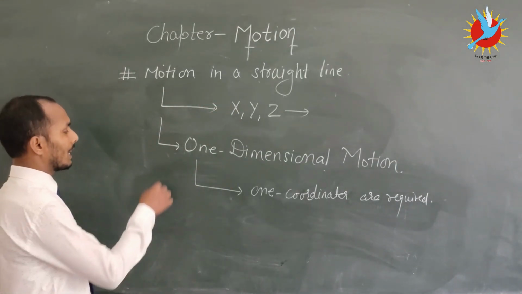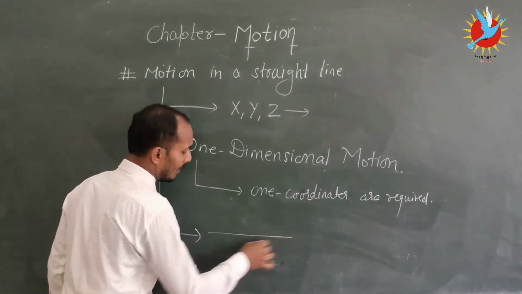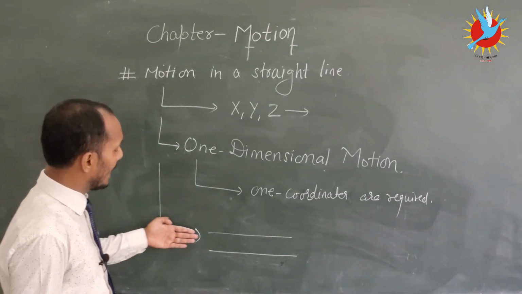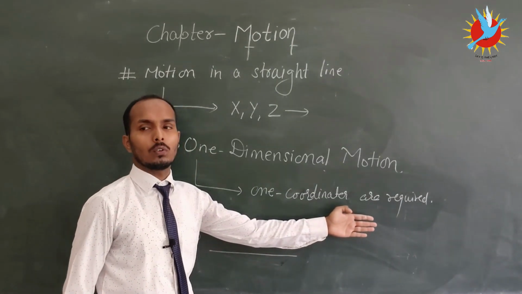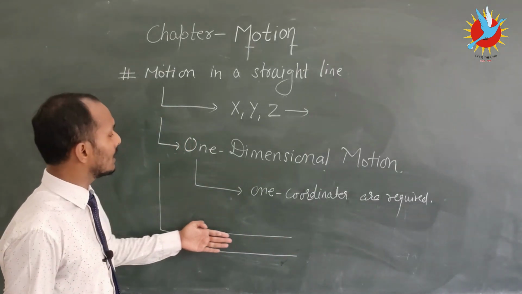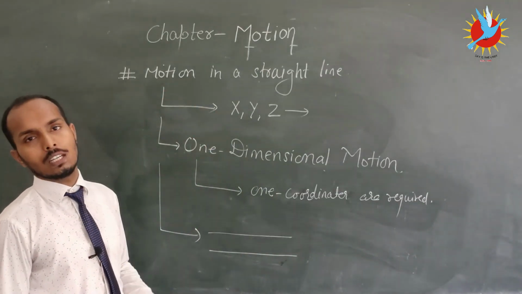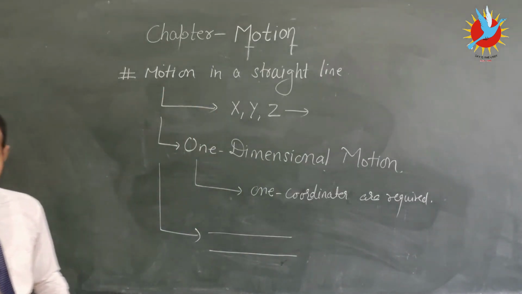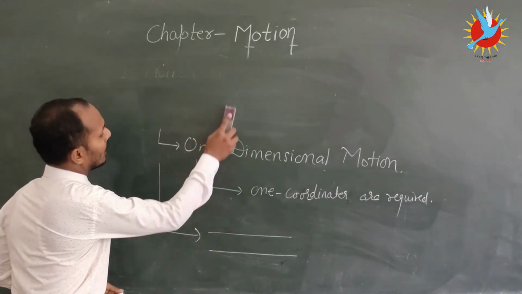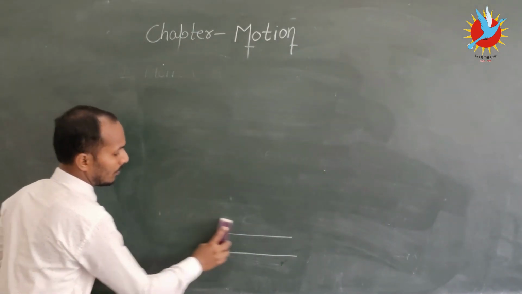Another example of motion in a straight line: suppose there is a railway track and a train is moving along this straight track. This is also an example of motion in a straight line. But our today's main topic is speed. Today we will discuss the term speed.